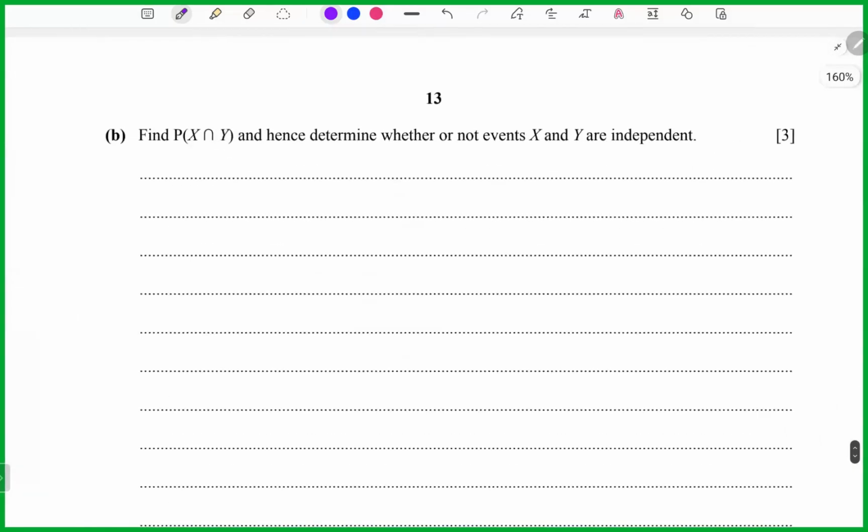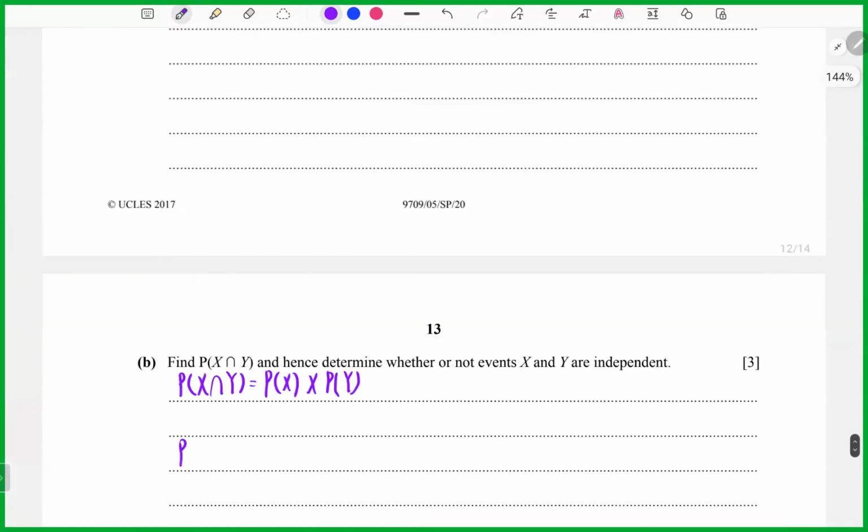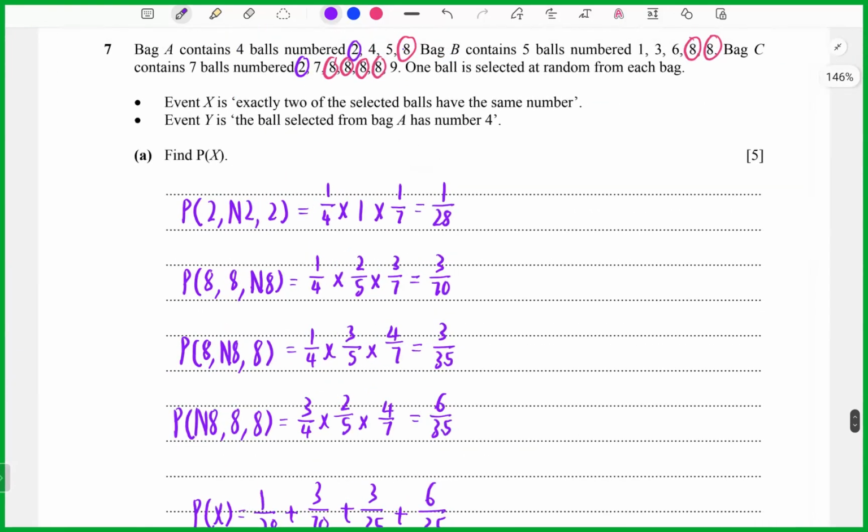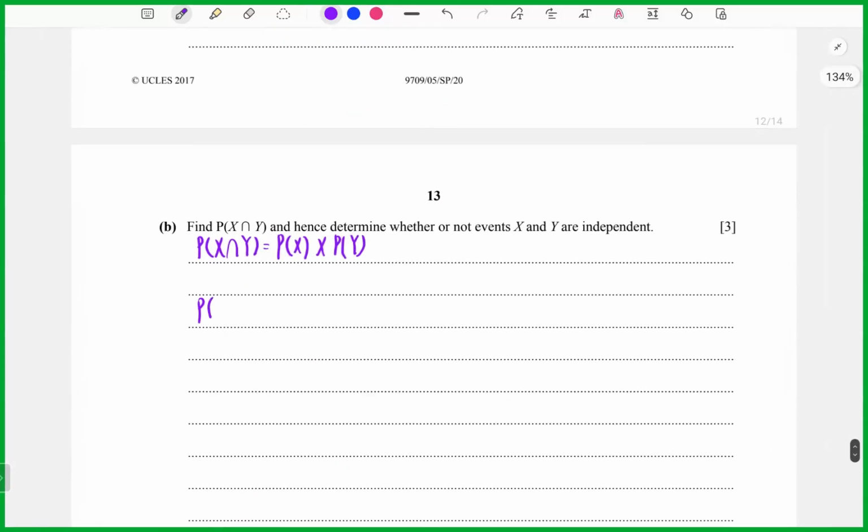Okay, now we'll look at question B. Find the P, X and Y. Hence, determine whether X and Y are independent. Okay, we try to write this formula. For the Y, you look back, it's the number 4. It means only one number is in bag A only. So actually the probability of Y is 1 over 4.